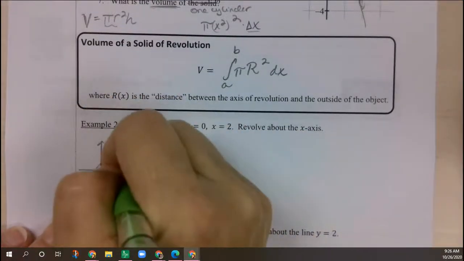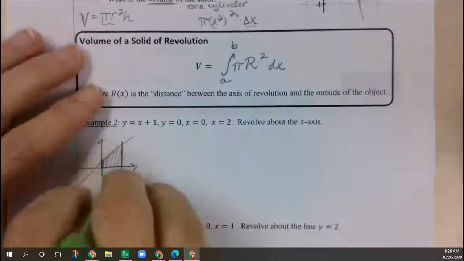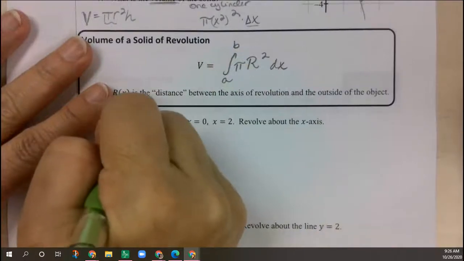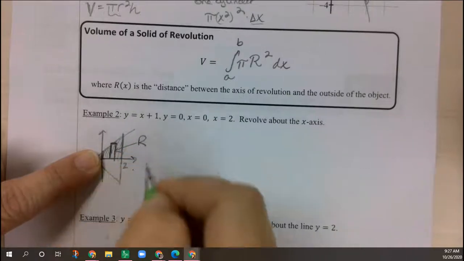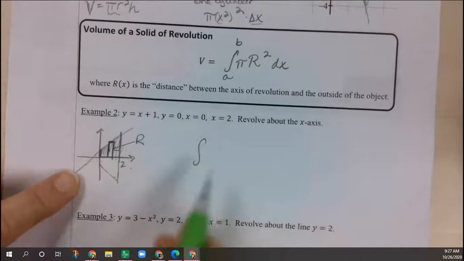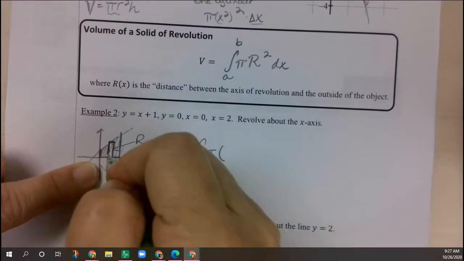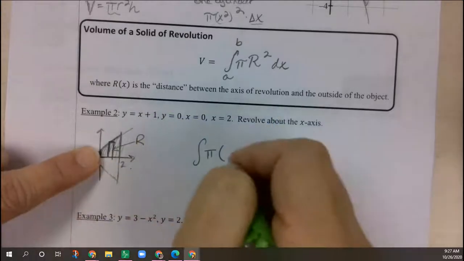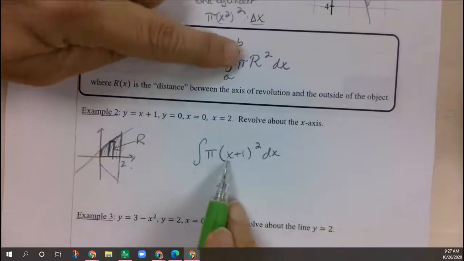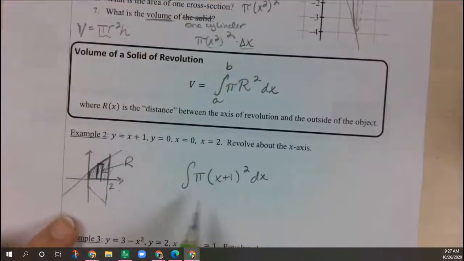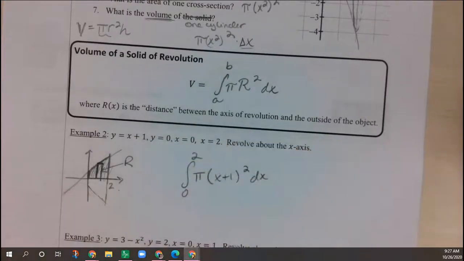I'm going to try once again to draw a picture. Again, we don't have to have the picture because, in fact, let me do this one without the picture, and then I'll finish the picture in a moment. I'm going to draw in a rectangle. This is going to be your r. So we're going to have the integral of pi r squared, and notice the length of r is the function x plus 1, squared, dx. Our limits here are going to be x numbers. We're starting at 0 and we're going to 2.